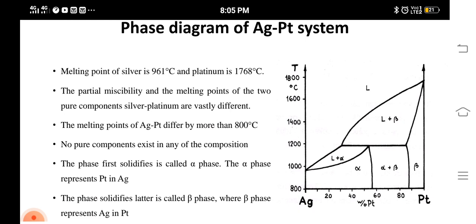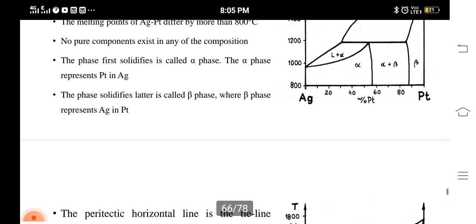Here no pure components exist in any of the compositions. That is, we will always have a mixed composition, where both materials will be in dispersed mode. The phase that solidifies first is called the alpha phase. The alpha phase represents platinum in silver. The phase that solidifies later is called the beta phase, where the beta phase represents silver in platinum. We have two different phases, one is alpha, the other is beta.